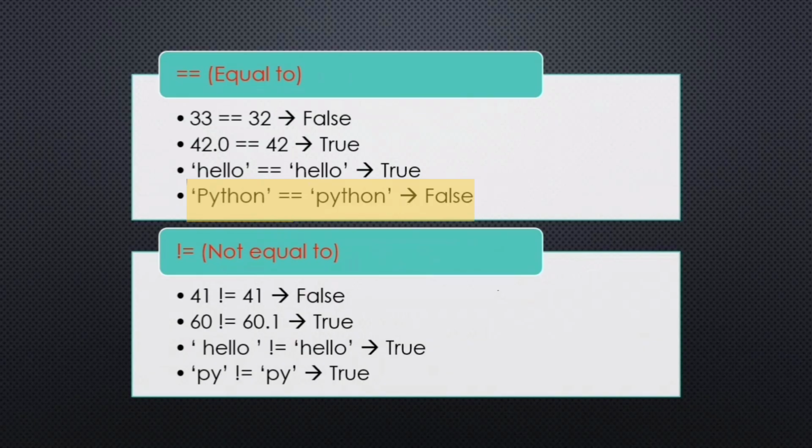As you can see, in the last point of the equal to operator, it returned false because the P is capital in one of them, so these operators are case sensitive. And in the not equal to section, in the third point, you can see it returns true because there is a space in one of them, and so they're not equal.